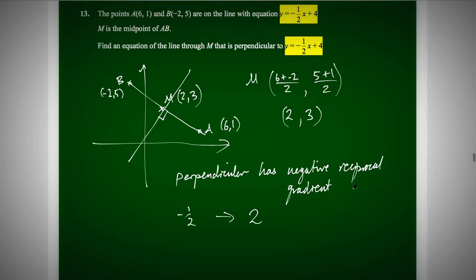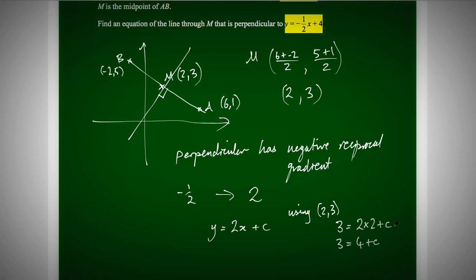I now know that my line takes the form y equals 2x plus c. Well, I don't know the constant, and I don't know what y is, but I know that the gradient of the line is 2, the negative reciprocal of that line. And I've got these two points, they pass through M, so I can use x equals 2 and y equals 3 in this equation to work out what c is. So using (2, 3), the y value equals 2 times 2 plus c, 3 equals 4 plus c. Get c on its own by subtracting 4 from both sides: minus 1 equals c.